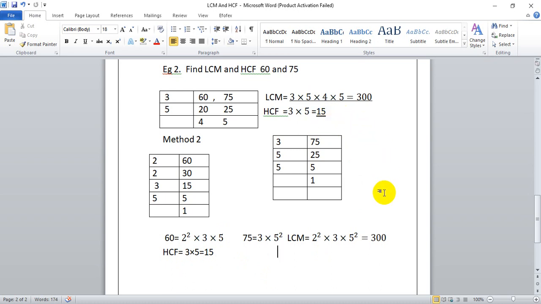Okay, so I think this is the easy method. You can choose your own method. The only important thing is when you do the prime factorization, you have to be careful.